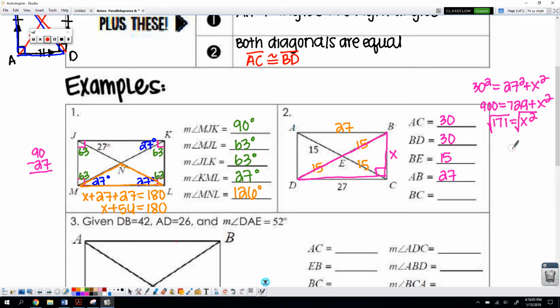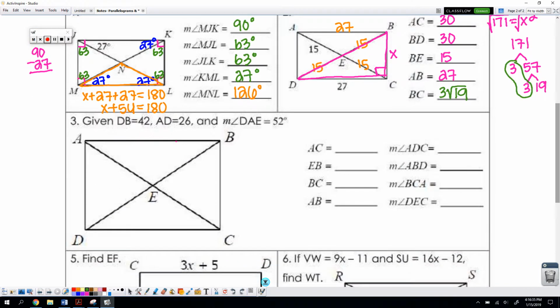Now we're going to need to factor 171. So let's see what happens. I think it divides by 3. So 3 and 57. Let's try dividing by 3 again. We get 3 and 19. So our pair, right here, is 3. And then we have a 19. So it will be 3 square root 19. Great.